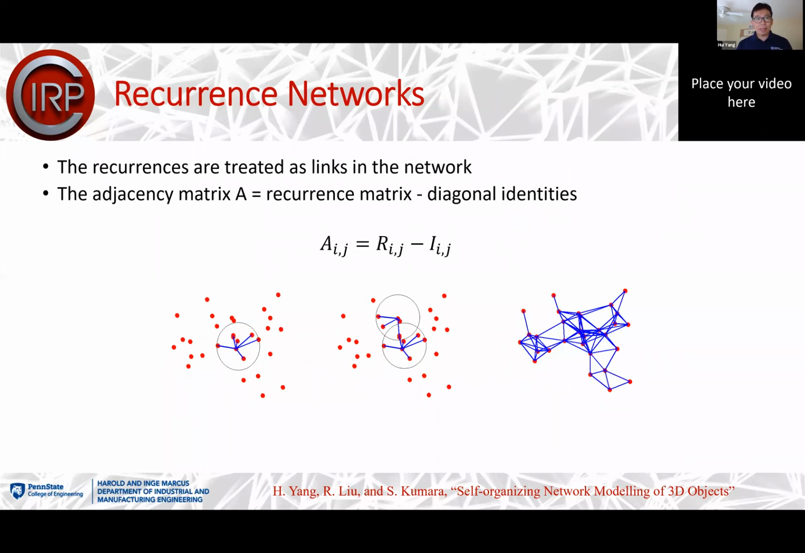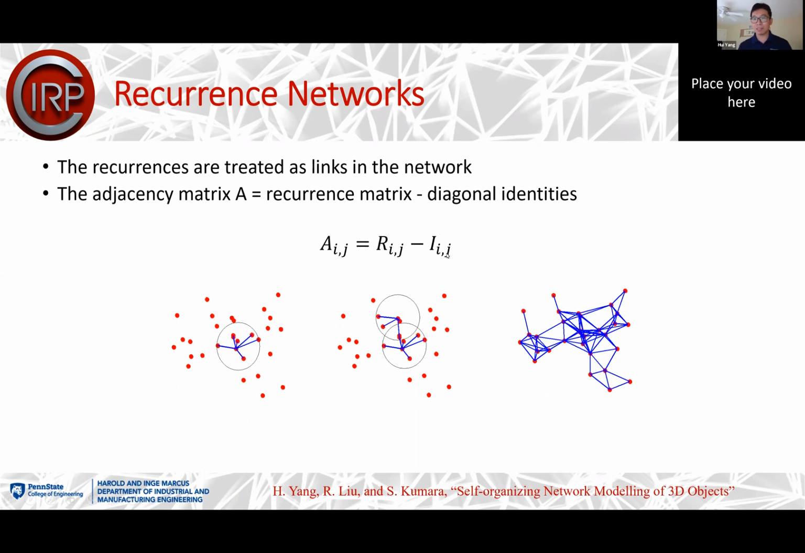On the other hand, we have the recurrence network. The recurrences are treated as links in the network, and we use how close the points are. This is called a recurrence in the space. We use the recurrence matrix minus the diagonal identity, so Rij minus Iij.